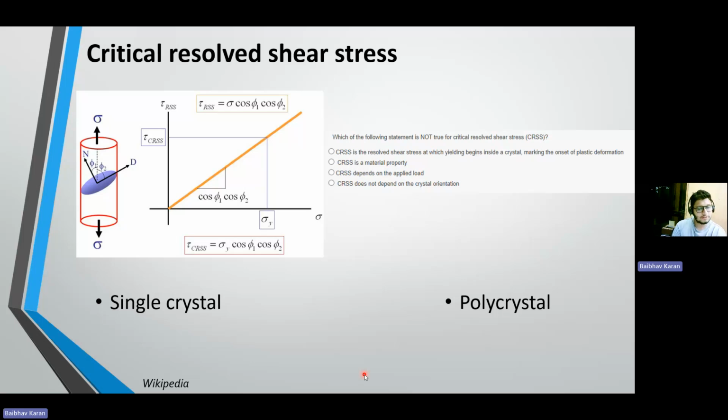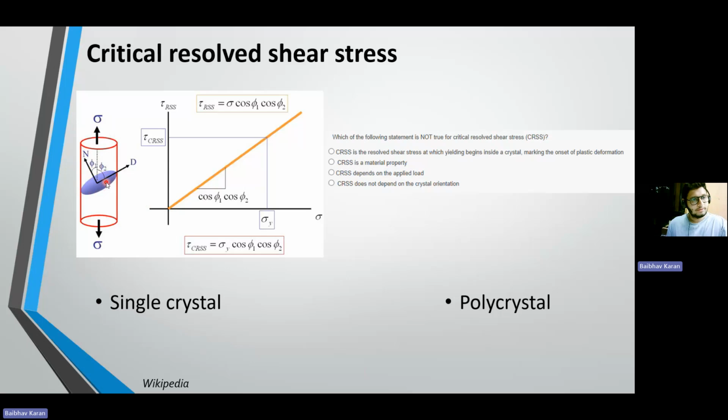Then finally, we discussed resolved shear stress. What is that? Then there is a critical value of resolved shear stress. This concept arises when we apply a load to a material. As you can see here, we are applying a load to a material and calculating the stress on this plane, and this stress will give you the resolved shear stress on the plane.